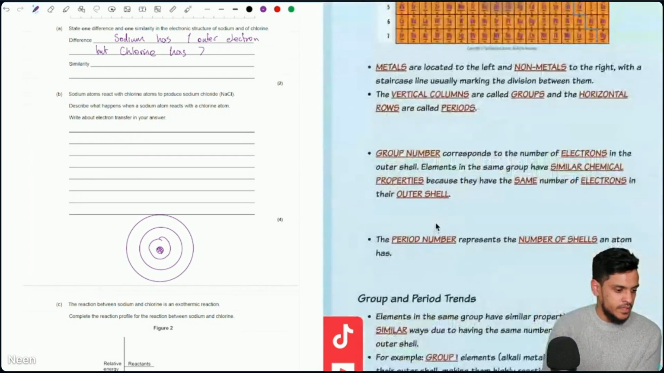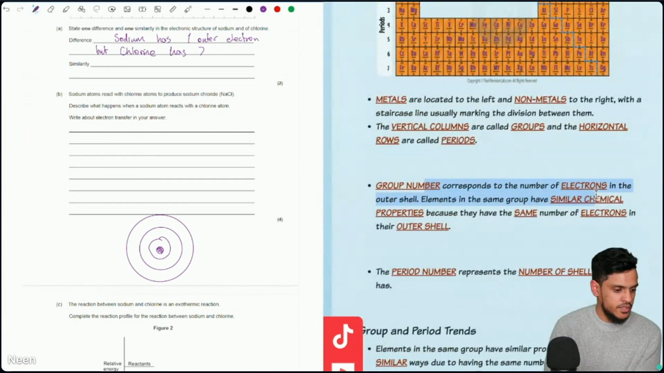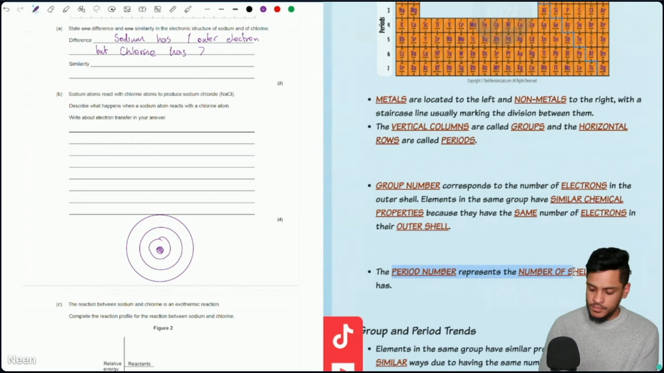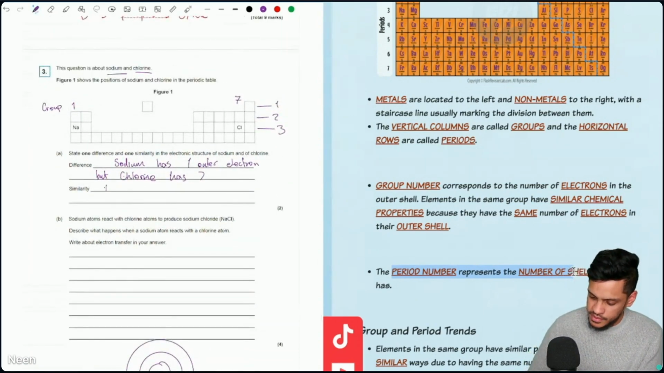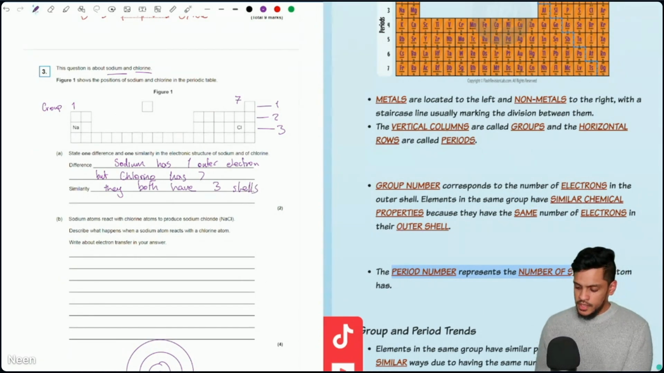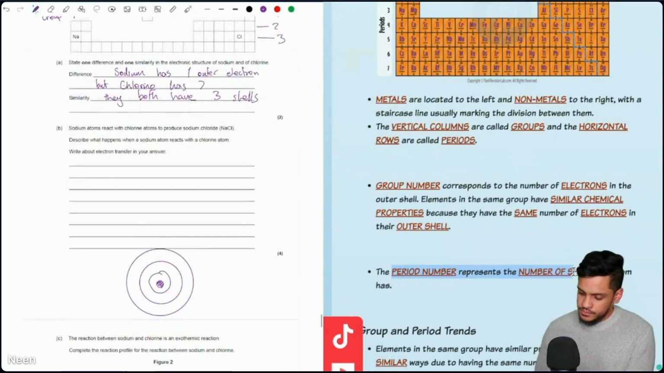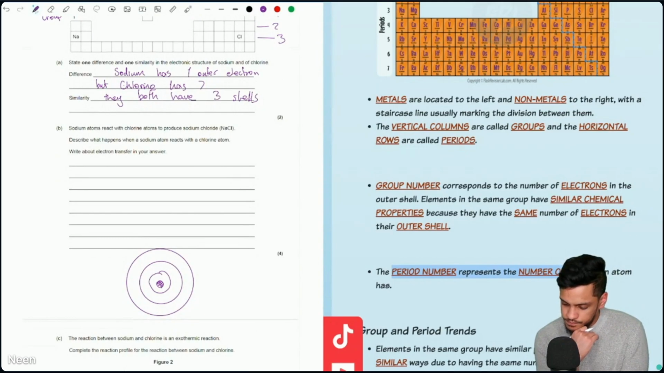So the group number tells you the number of electrons. The period number tells you the number of shells. So the similarity is they both have 3 shells. Next: sodium atoms react with chlorine atoms to produce sodium chloride. Describe what happens when a sodium atom reacts with a chlorine atom.